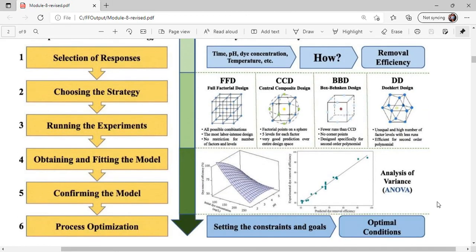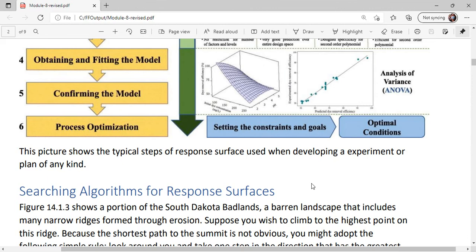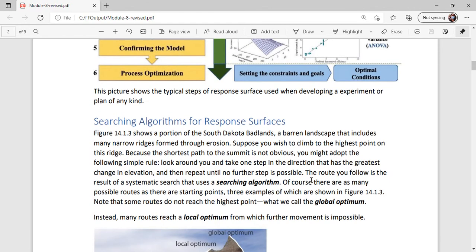Then you have your analysis of variance or your ANOVA. Okay, you plot all your results as graphs. Okay, then you have setting the constraint and also goal for your optimal conditions. Now you are going to search for your algorithms for your response surface.